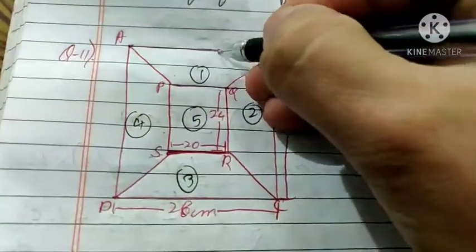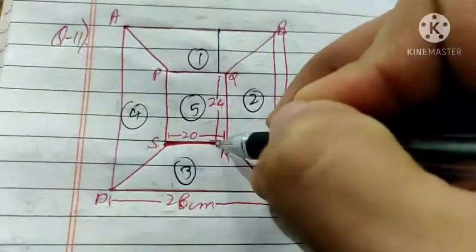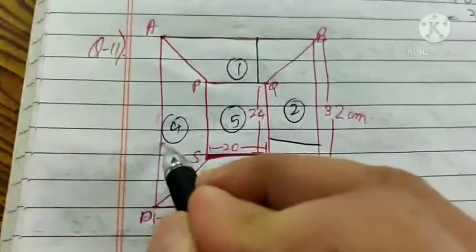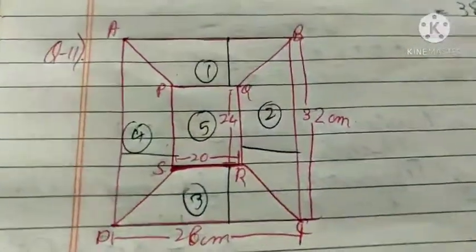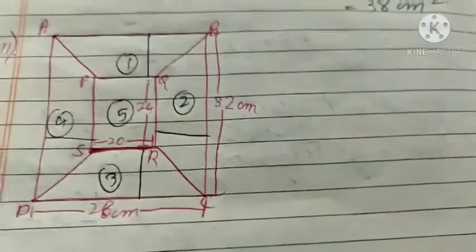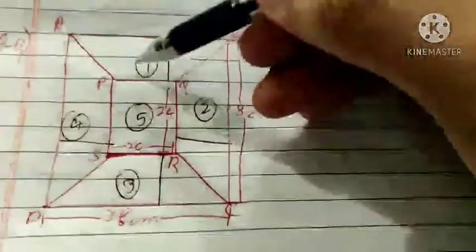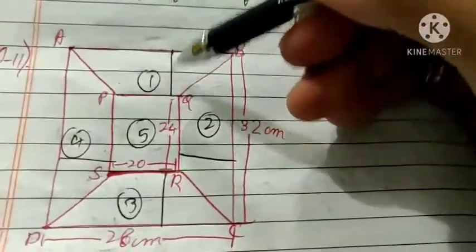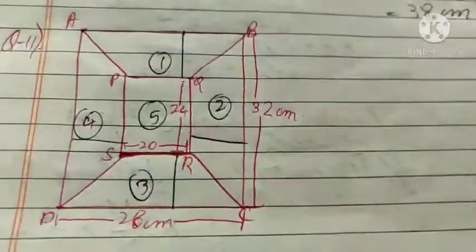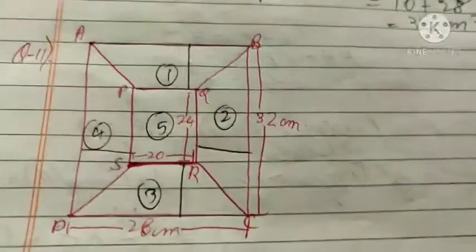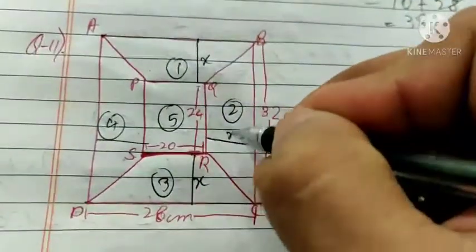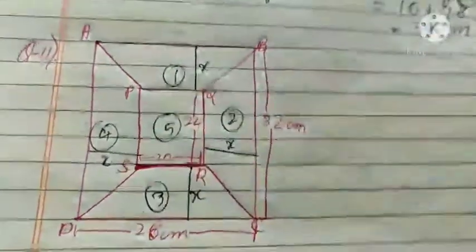Here it says that this and this all are same. It's given in the question that the width of each section is same, means the thickness of each section is same. So these are the thickness. This thickness of all the sections are same. So how will we find the thickness? If this is x, this will also be x, this will also be x, and this will also be x.